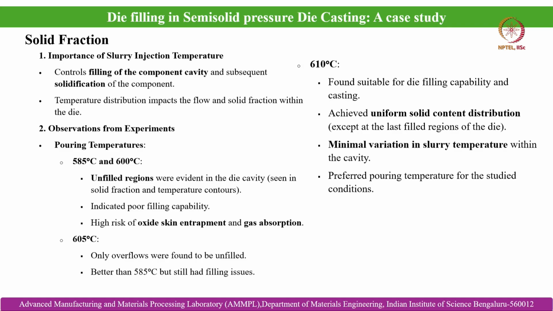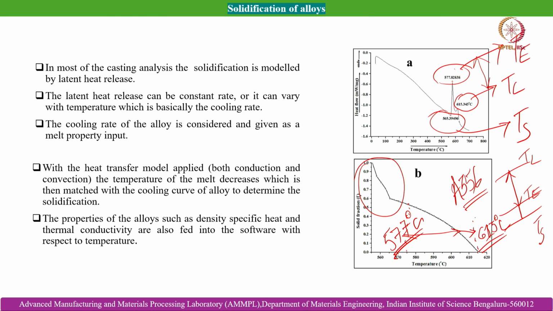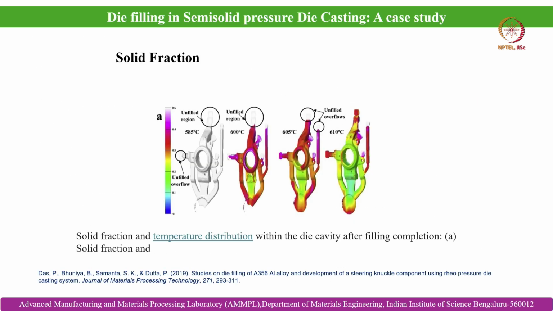It controls the filling of the component cavity and subsequent solidification of the component. So the temperature distribution impacts the flow and solid fraction within the die. The observations from experiments are, for pouring temperatures of 585 and 600 degrees centigrade, the unfilled regions were evident. That will be shown in the next slide. So we will come back to that.